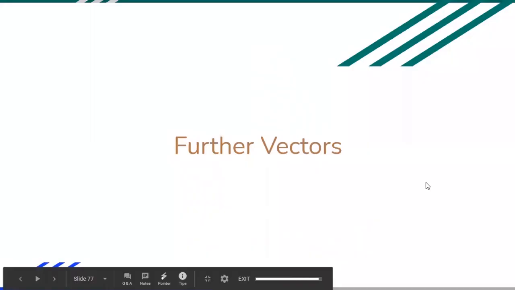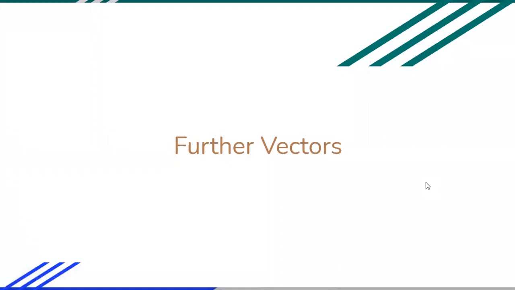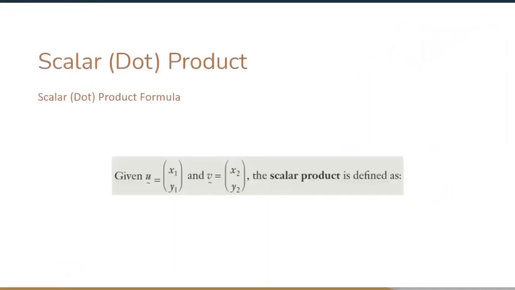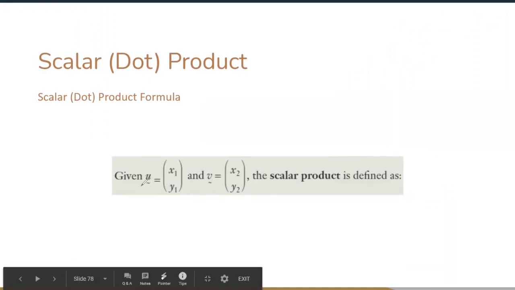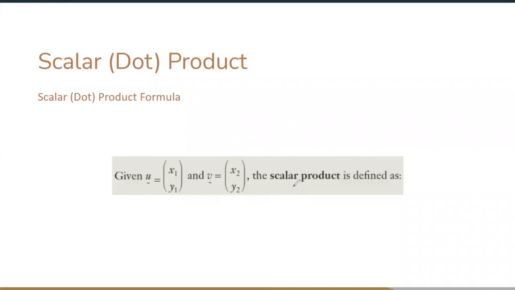Today we'll be going on with some of the harder topics from vectors, and specifically we'll be going over a very important topic, which is scalar multiplication, or the scalar dot product. It's usually referred to as the scalar dot product because if we have two vectors, u and v, with x and y components, then the scalar product is defined as u dot v.